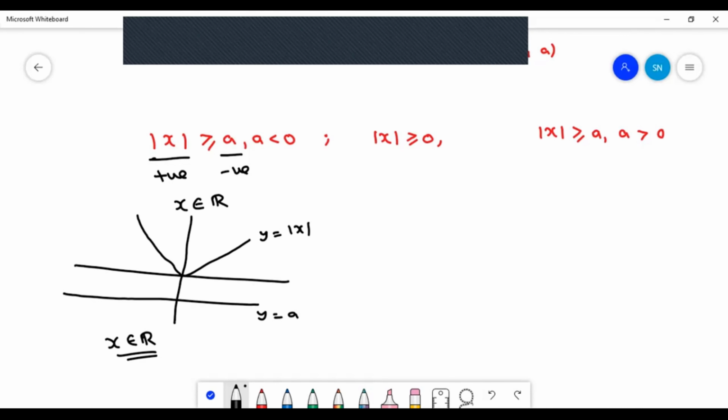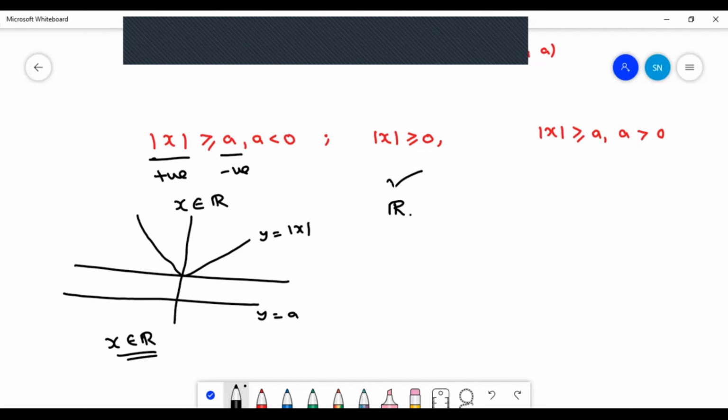Next, coming to the second case, I think we can easily understand it. Modulus of x is greater than or equal to 0, so x belongs to R. As we know, the range of modulus of x is 0 to infinity. For any real number, modulus of x is greater than or equal to the given value. So the answer here is x belongs to R.